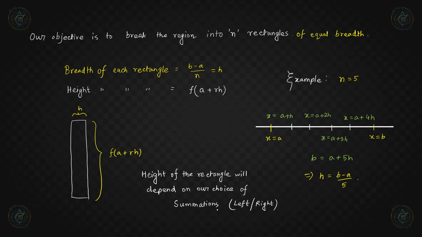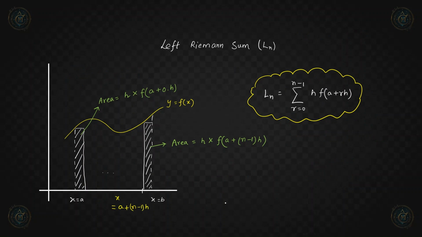So let us now discuss the concept of Riemann sum. Okay, so as we discussed, we divide the region into n number of rectangles. Okay, so let's say we are given this interval, x equal to a to x equal to b, and this is the curve y equal to f(x). So we start from the leftmost endpoint here, x equal to a, right? And then from this point we drop a vertical line upon this curve y equal to f(x).